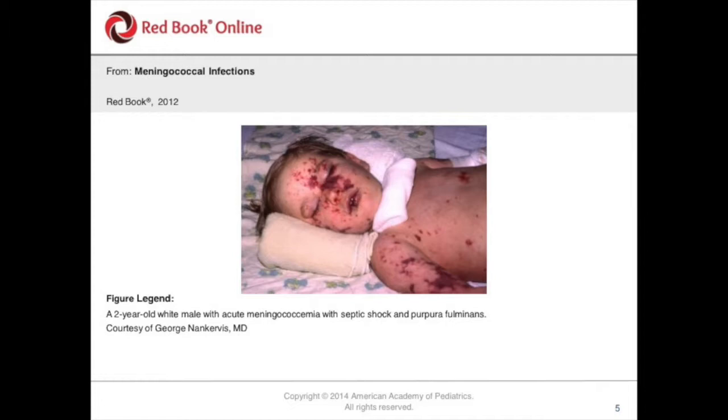This photo is of a 2-year-old boy with meningococcemia. So he has meningococcus circulating in the blood. This has caused sepsis and purpura fulminans. Purpura fulminans means he has bruising and problems with blood clotting in the small blood vessels throughout the body. And so what you see scattered over his body are these large areas of bleeding that look like large bruises.